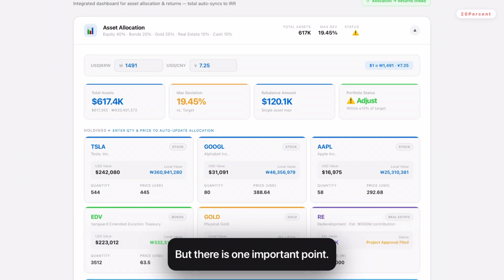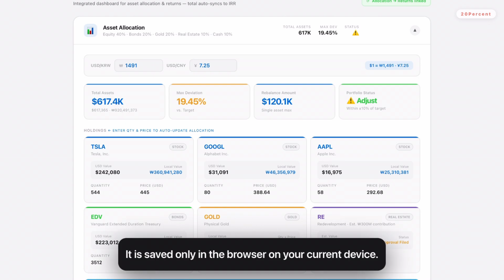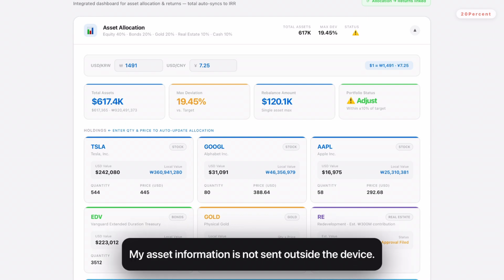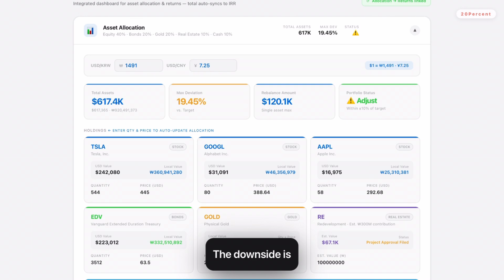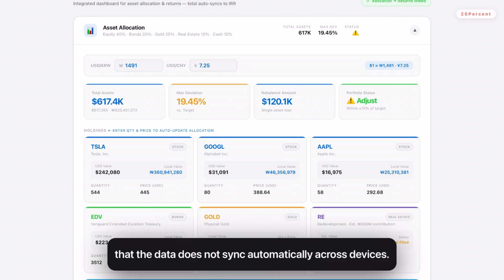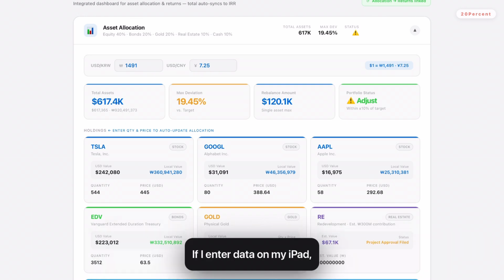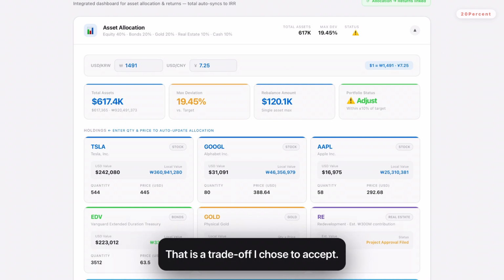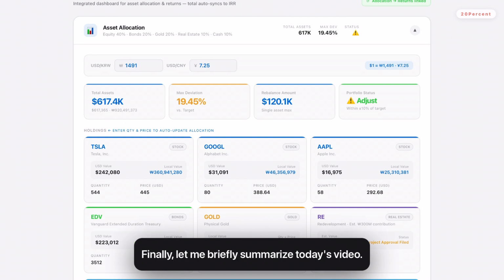But there is one important point. This data is not uploaded to a server. It is saved only in the browser on your current device. The advantage is stronger privacy. My asset information is not sent outside the device. The downside is that the data does not sync automatically across devices. If I enter data on my iPad, I still need to enter it again on my desktop computer. That is a trade-off I chose to accept.